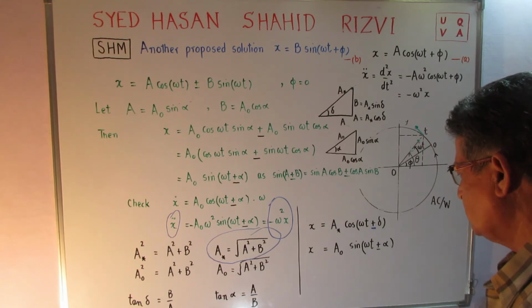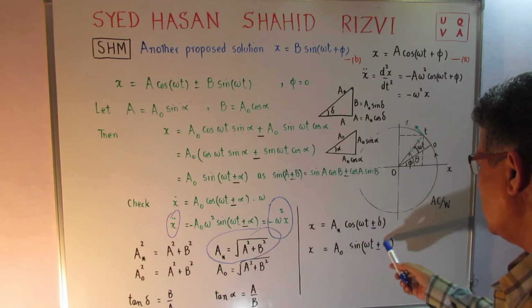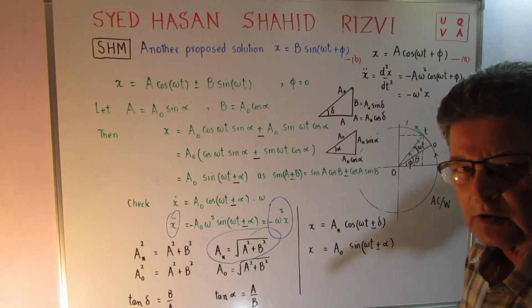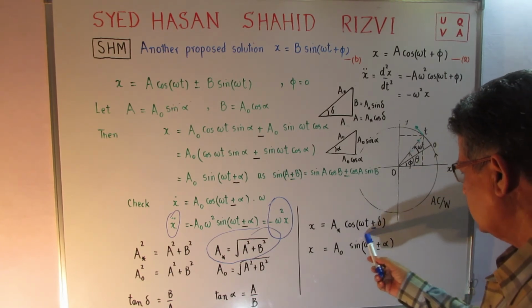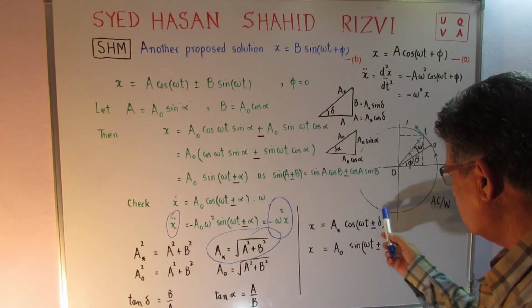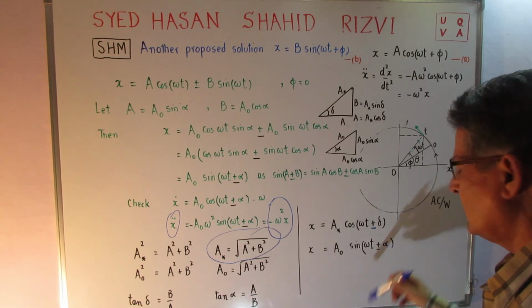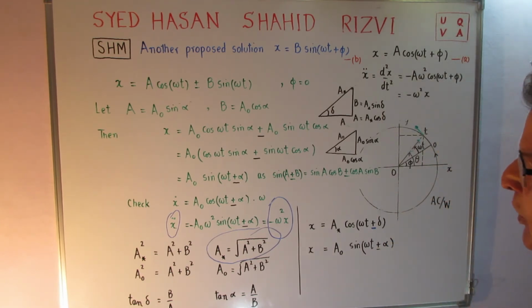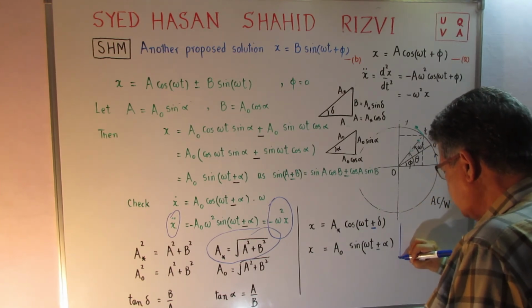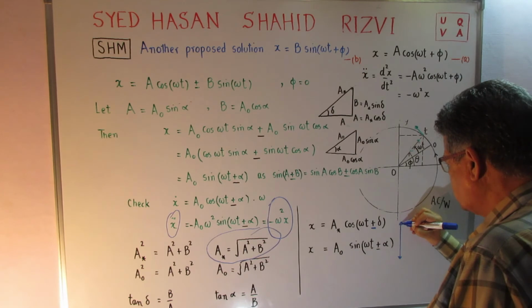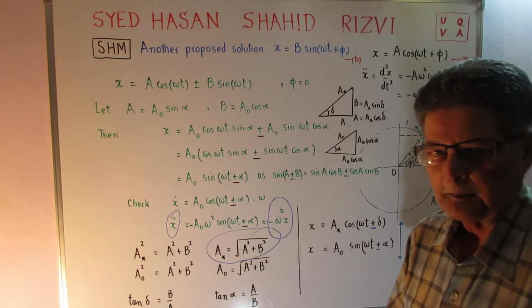Omega is the angular velocity, I have already told you about that, and this delta or alpha or whatever you want to write, this is, when t is equal to 0, the argument of the sine over here and the argument of cosine over here, they become plus minus delta and plus minus alpha respectively. So this way we have arrived at a few proposed solutions of simple harmonic motion.